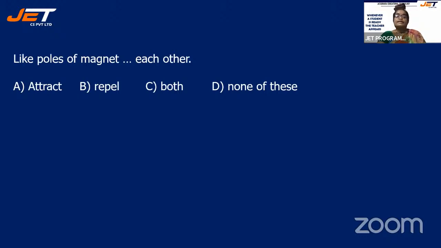Like poles of magnet dash each other. Unlike poles attract. Like poles repel. So it is option B. Next one. Unlike poles of magnet dash each other.